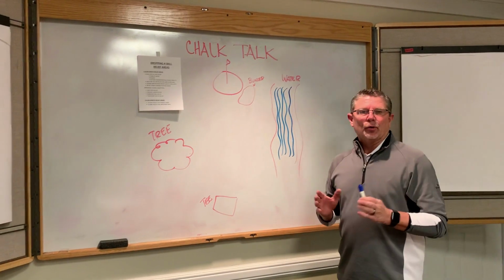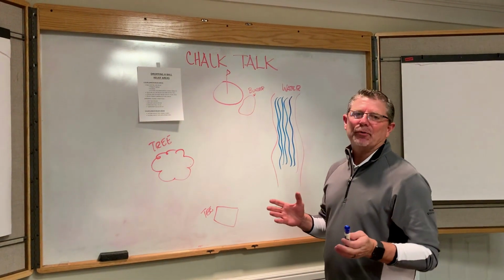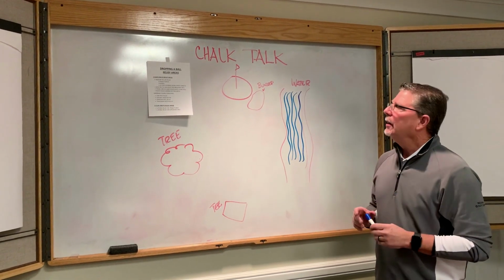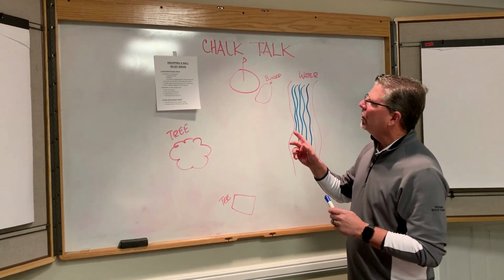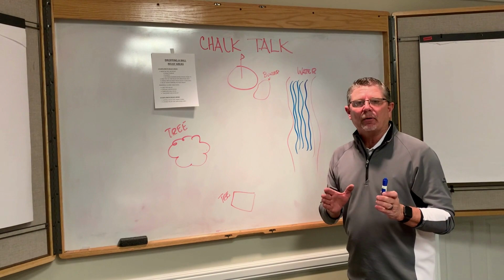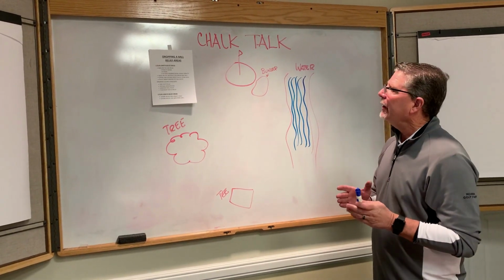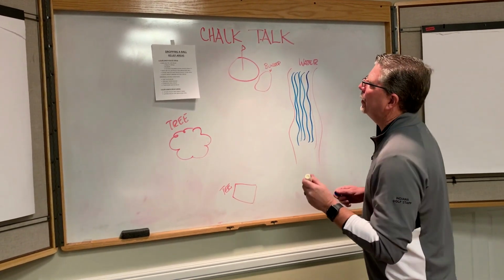Okay, now we're ready for a little chalk talk. We're going to try to walk you through each of these situations real quick. But first of all, these situations that we're going to talk about right now are 1 club length relief areas. We're going to go back on the line relief in a penalty area.